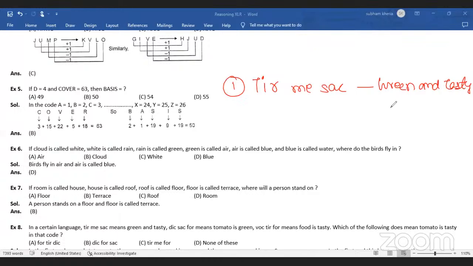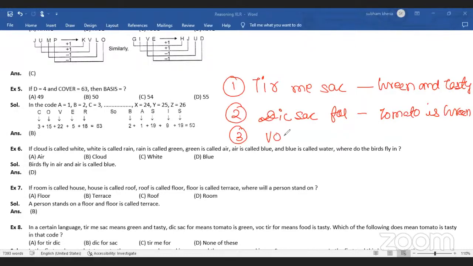Okay? It's not always in respective order. Second is "dick sack for." What does this mean? This means tomato is green. The third one is "tar walk for." This means food is tasty.